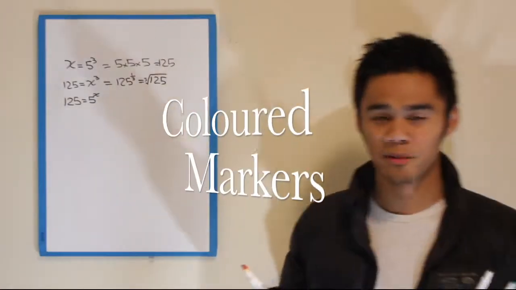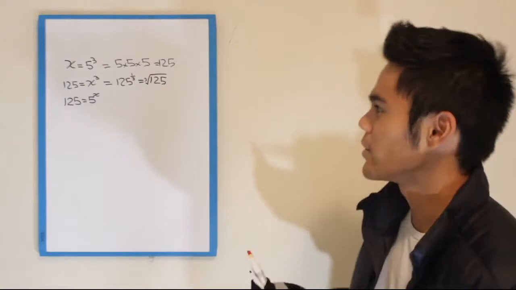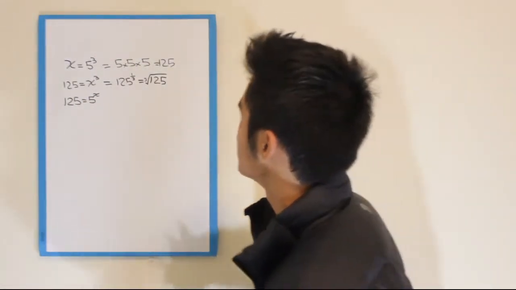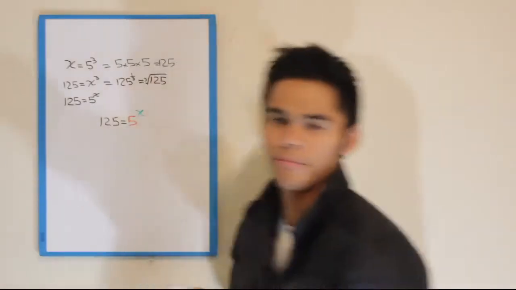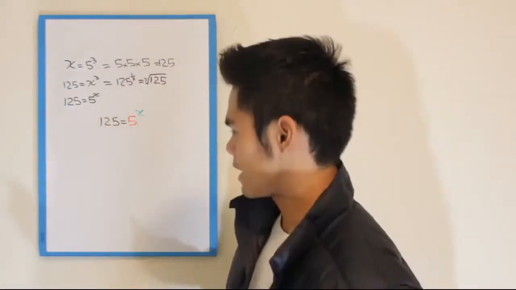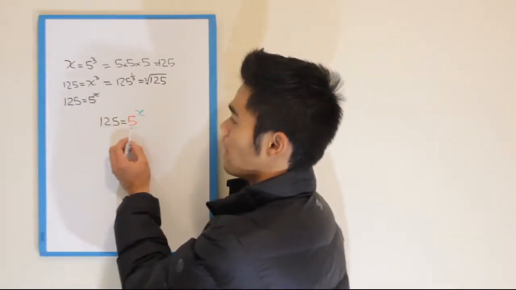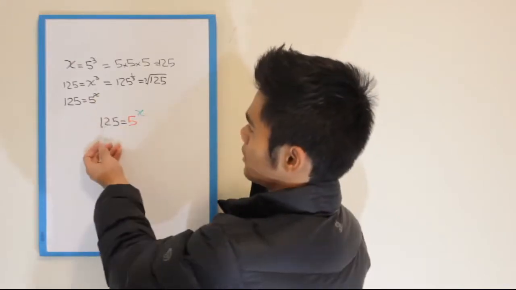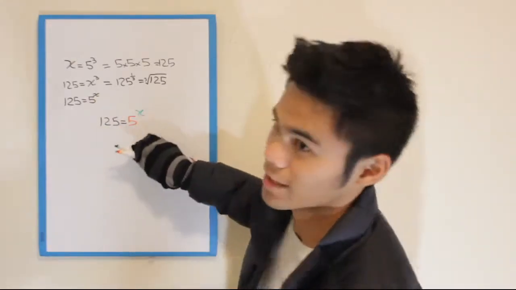Hello! I brought colored markers. So now let's learn how to convert this into a logarithmic form. To do that, I'm just going to rewrite it here with colors. Alright, so there we have delegated a color for each of our segments. Here we have our base, which is in red. We have our exponent, which is in green, and then we have the answer, the product of the exponent.